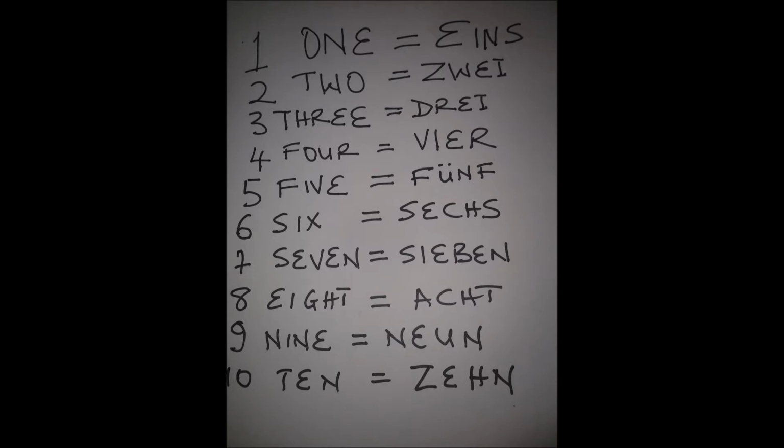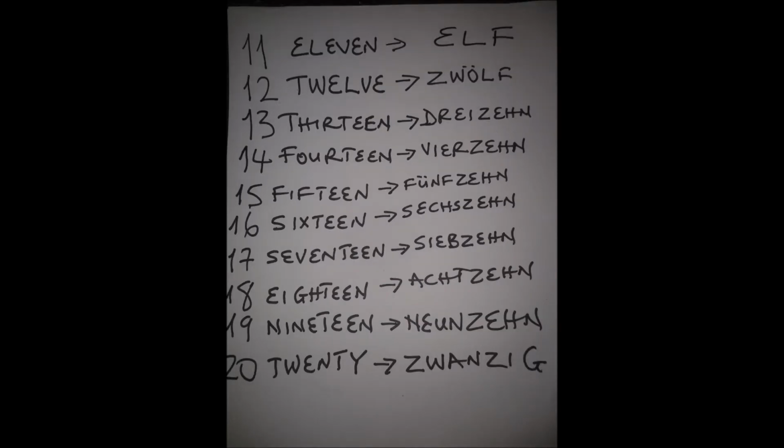So let's conclude this one. Eins, zwei, drei, vier, fünf, sechs, sieben, acht, neun, zehn. So we continue. Today we talk about 11. 11 is elf. That is easy. 12 is zwölf. It is like 12 in English, but you can still say 12, they will understand you.